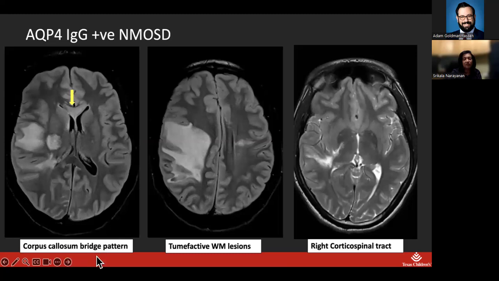So here's a case where you can see all these three findings. You see that arch pattern here of the corpus callosum, large, big tumefactive white matter lesions, smaller lesions in the left basal ganglia, and then also involvement of that right corticospinal tract. Interestingly, this was a kid, not an adult, and did not have much periependymal lesions, and then tested positive for aquaporin-4 IgG NMO spectrum disorder. So just keep in mind all the different patterns, so it's appropriate to give a good differential diagnosis, but knowing that these can look like that.